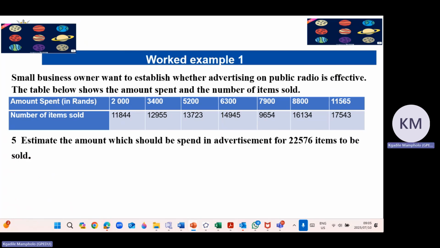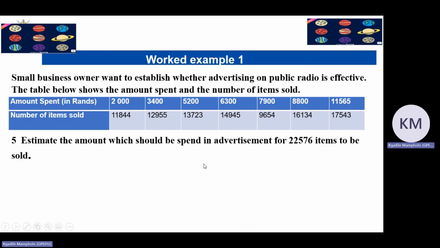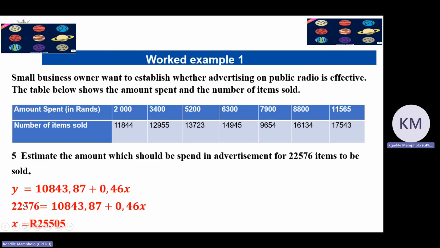Now, if they say estimate the amount which should be spent on advertisement for 22,576 items to be sold. First, we know that the number of items is y. It's on the vertical axis. So you substitute this one on y, because now y will be our output. It means here you are solving for x. So you'll get 25,505 rand. It must be spent for 22,576 items to be sold.